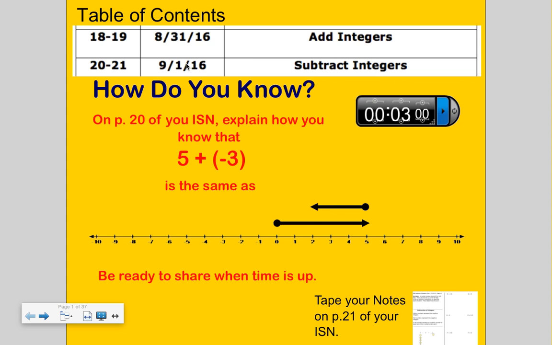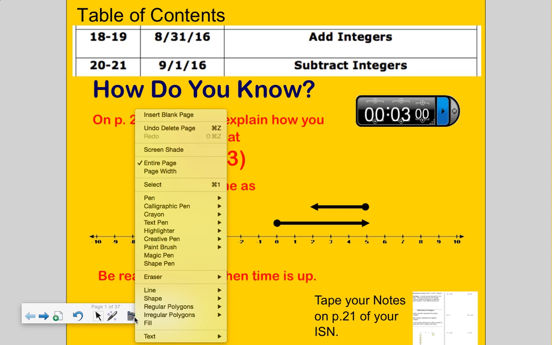Out how to subtract integers. So before we do that, let's look at our number routine. How do you know that 5 plus negative 3 is the same as this number line representation? Well, as I can tell, it started at 0. It went 5 units to the right. Then I put together another arrow that goes 3 units to the left. So the answer, as you can tell, is 2.